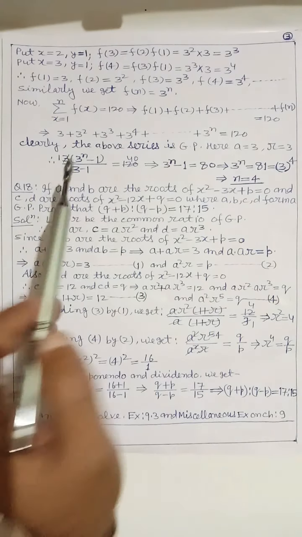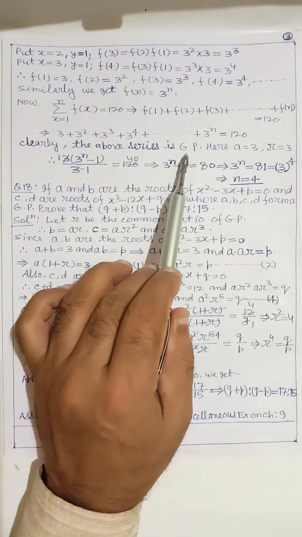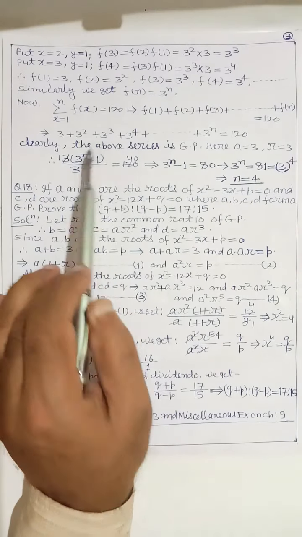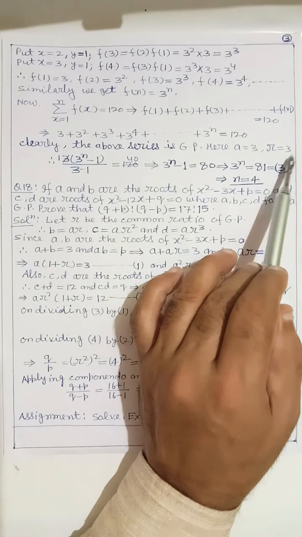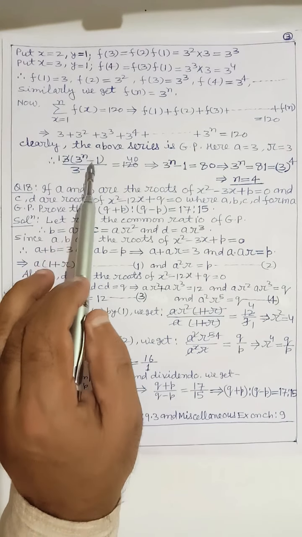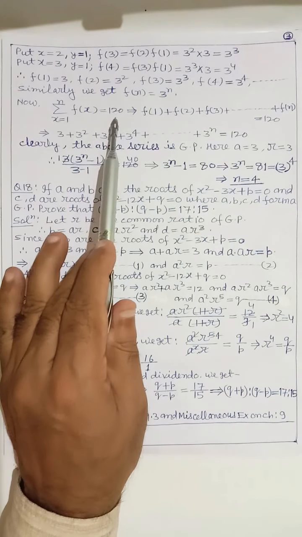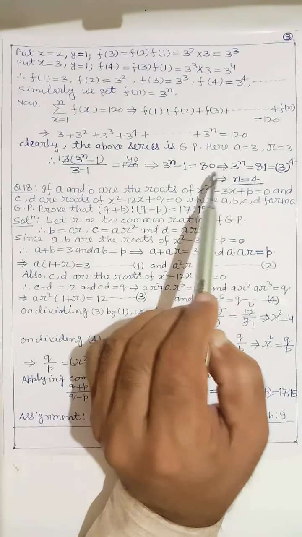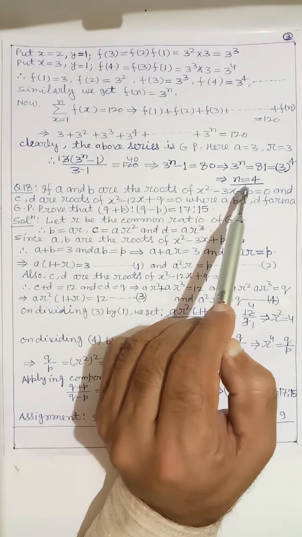It is given clearly. The above series is a GP here, where first term a is equal to 3 and r is equal to 3, also we can find here easily. Dear students, here r is greater than 1, so we use the formula a into r to the power n minus 1 by r minus 1, and this is equal to 120. It is given here. So we solve here. Finally we get n equal to 4. You can easily understand here, and finally we get n equal to 4.